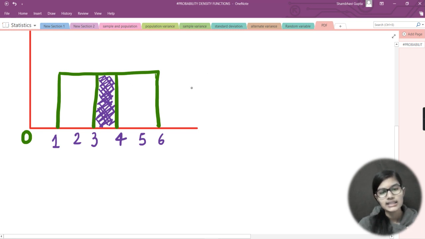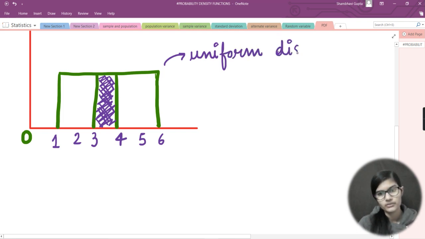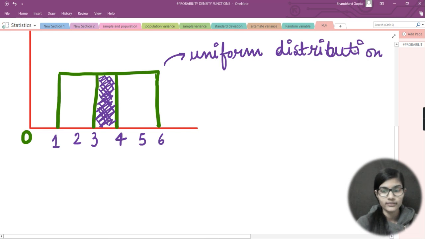What I'm going to write here is that it is a uniform distribution. Whenever you see a distribution like this, you can name it a uniform distribution. After that, when I want to find the probability, as we discussed in the above definition, it is the area under the curve.